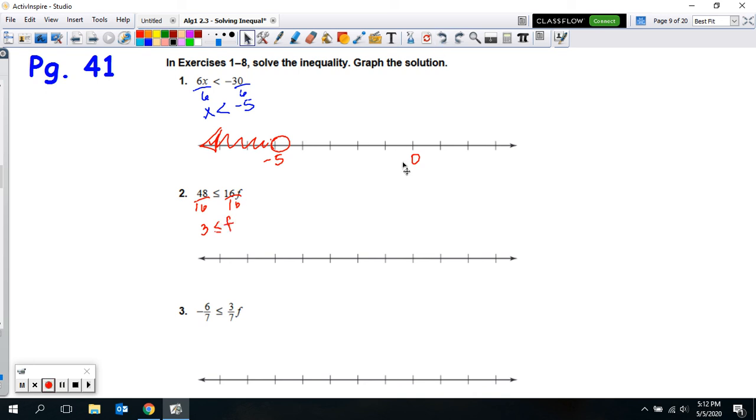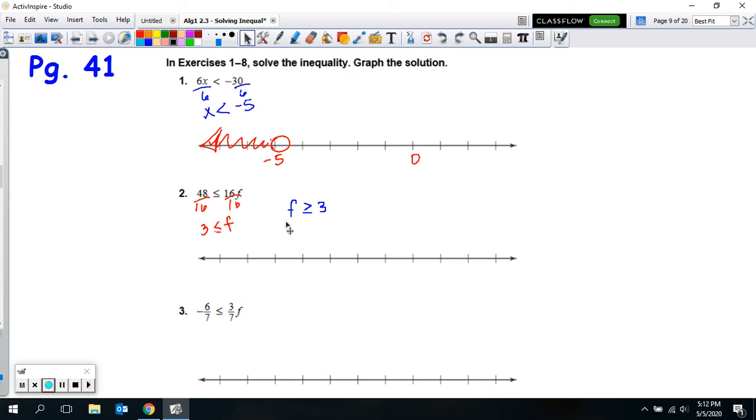And like I said, it might be good to keep this on the other side, so you might want to flip this entire thing around. Put the f first, and then you flip the inequality sign, then put the 3. It's exactly the same thing. It's just in the order that we might be more comfortable graphing this.